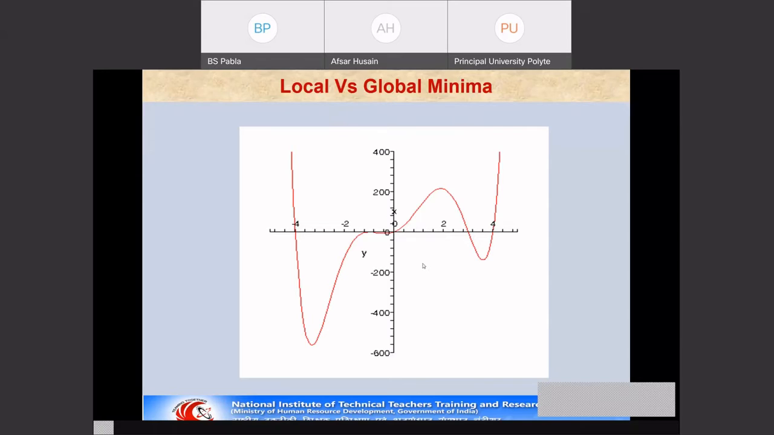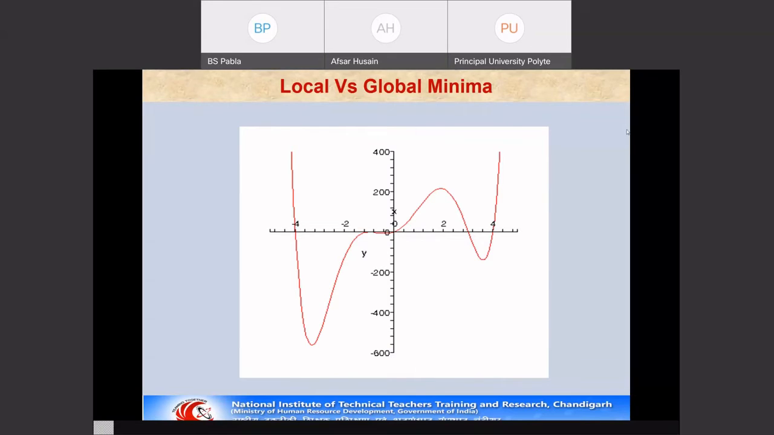Yes, it is given. Professor, this global minima is in the given range. Now it is the minimum value. There is no other value which will be less than this value between -4 and 4.